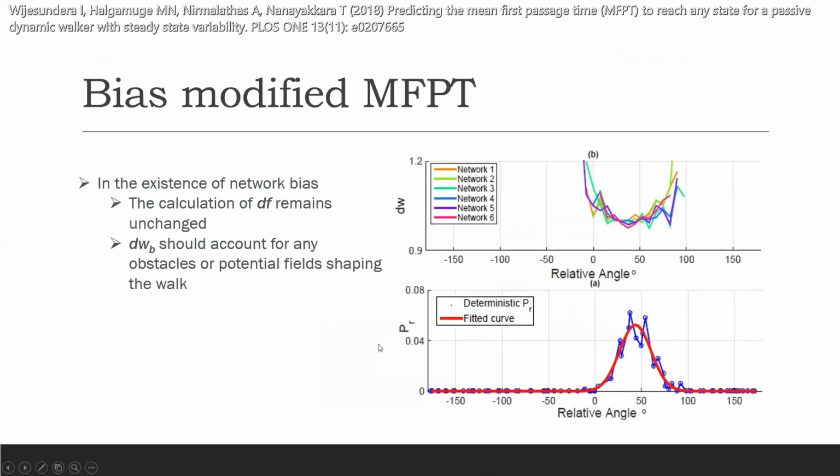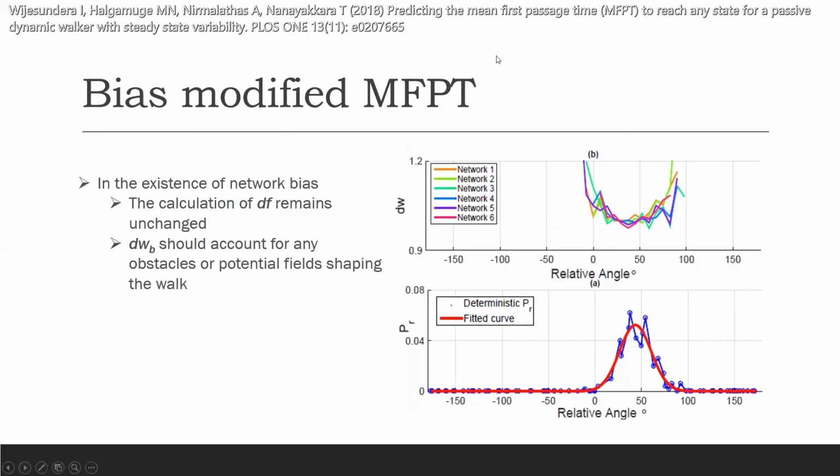When adopting this method to predict the motion of a passive dynamic walker, as well as many other real-world situations, one important difference needs to be addressed. That is to account for the bias in the state space imposed by metastable motion and absorbing states. To do this, we looked into how we can bias modify the transport variables df and dw.